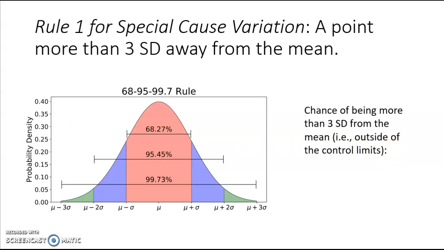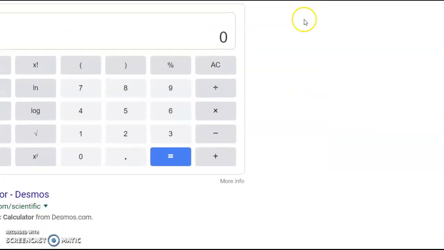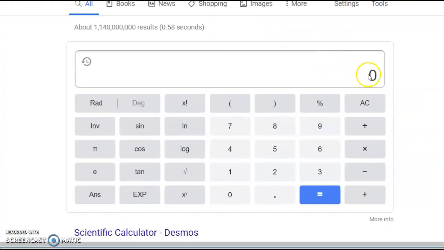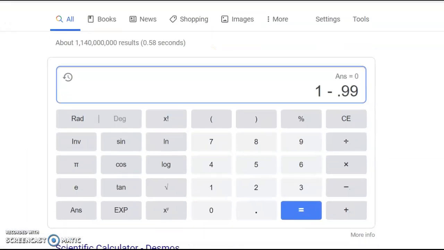So if we went outside the control limits, then we would take a little calculator here. We would take 1 minus 0.9973. So 99.73% chance that it's inside the control limits. Everything else would be outside the control limits, and that would be 0.0027. If you wanted to put it as a percent, it would be 0.27%, about a 1/4% chance.